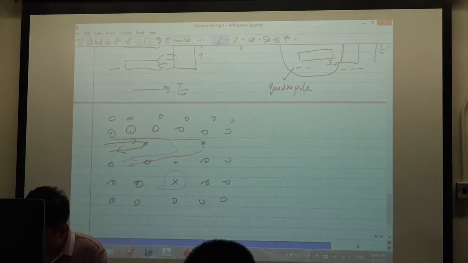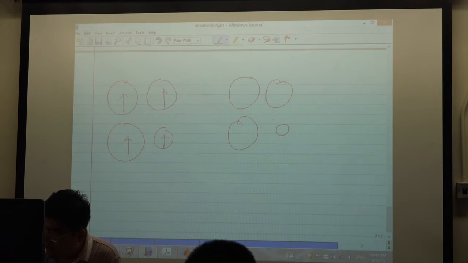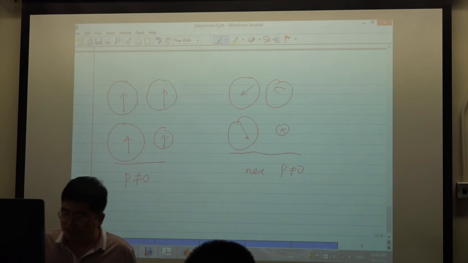Of course, it's not perfect. Yeah, it's slightly gone. I mean, there's some problem with the size. It has a dipole mode in here. It also has this. Okay, this net dipole momentum P is not equal to zero, and this one is also not equal to zero, so they can couple to each other. Or else, if it's zero, they cannot couple to each other.